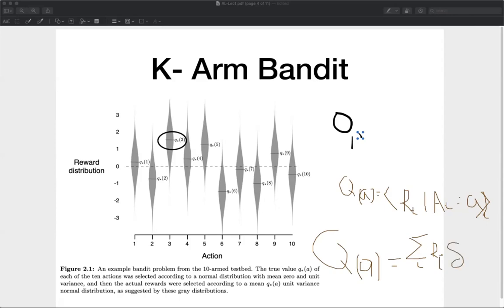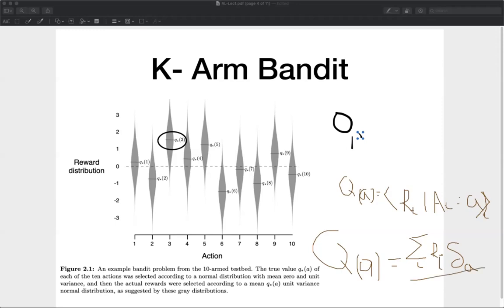This is a delta function. That means this is 1 if the action is A, and 0 if it wasn't the action. So we're taking all the time points, all the previous points, their returns, and if it was an action A, go ahead and count it, right?